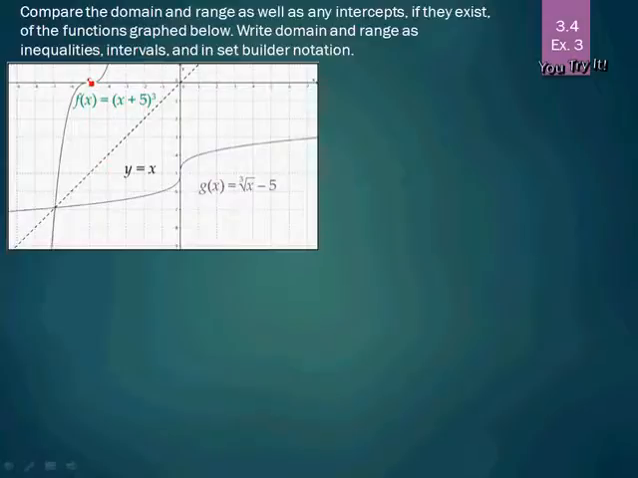We see on f of x, we have the x-intercept at negative 5, 0. And we see on g of x, we have the y-intercept at 0, negative 5. And we can't see the other two intercepts, so we'll have to find those.